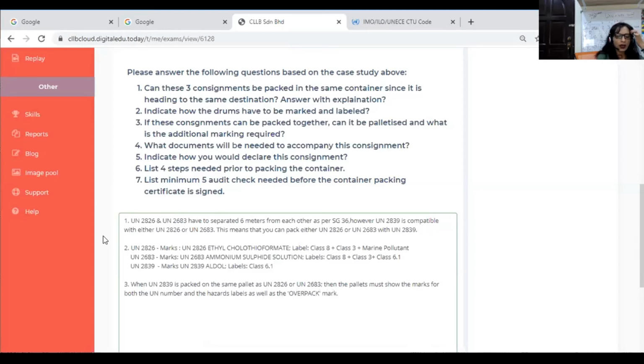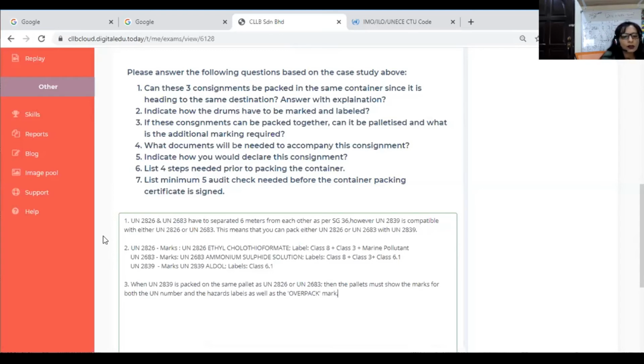So depending on where you pack the pallet, whether you pack the pallet with UN 2839 with 2826 or UN 2839 with 2683, when you pack it on the pallet, you must indicate the marks again, stick the labels again for the corresponding, and then in addition to that, indicate the marking overpack.